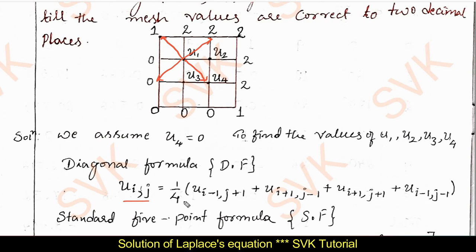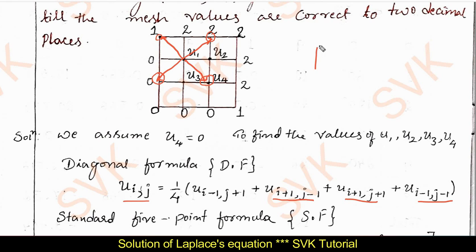Uij is equal to 1 by 4 times of ui minus 1 comma j plus 1. If I shift the term to the left side, it will be ui minus 1 comma j plus 1. Similarly, if I shift to the right side, this value will be ui plus 1 comma j minus 1. That is what I have defined here. Similarly, if you come downward, this value will be ui minus 1 comma j minus 1. This is what I have written here. Similarly, you should know another value, ui plus 1 comma j minus 1. So adding all these values and dividing by 4, that will be the diagonal formula. Is it clear? I think it is clear for you.